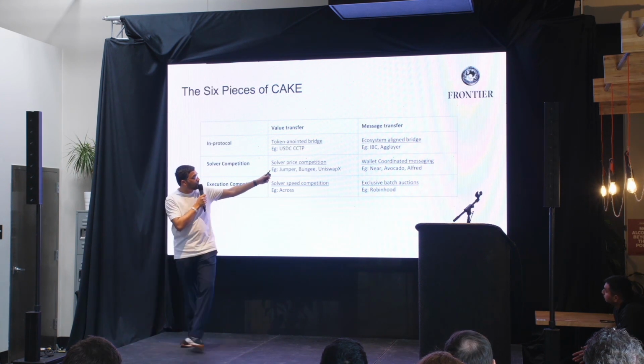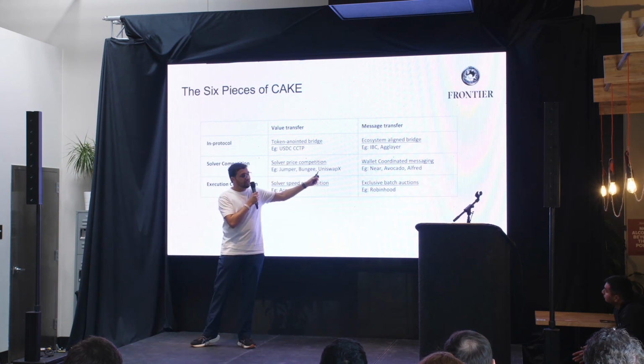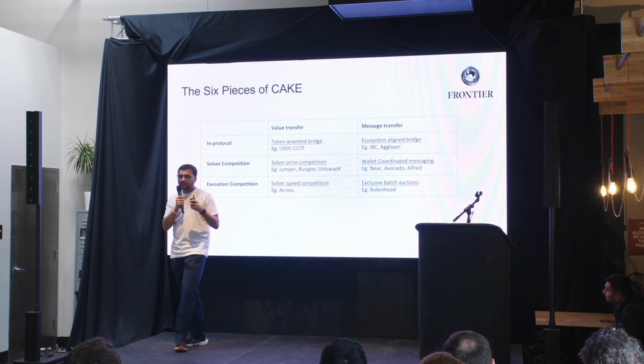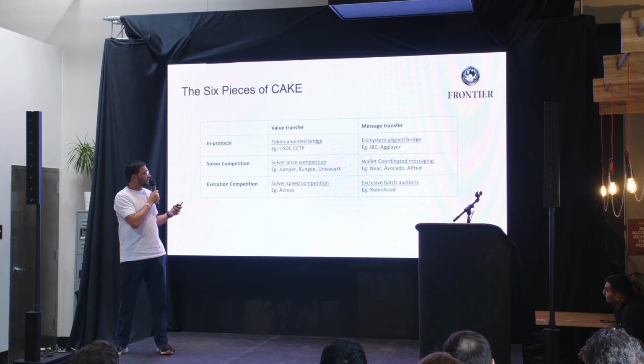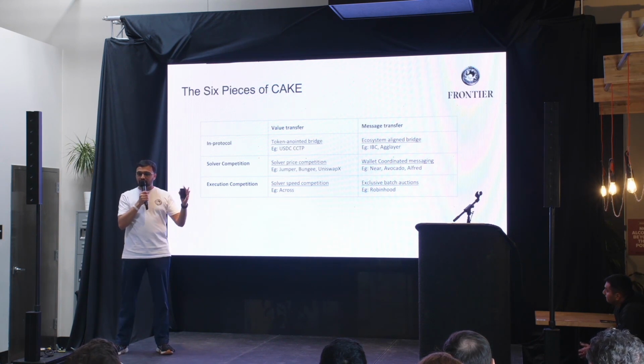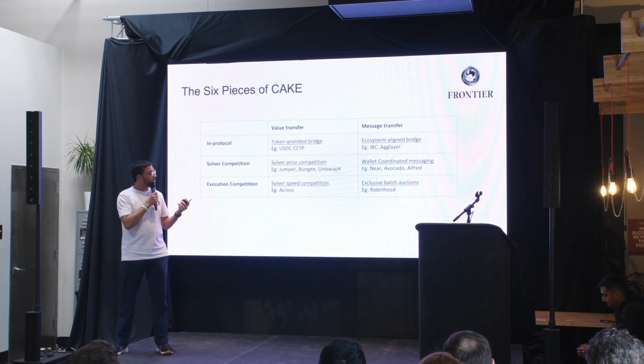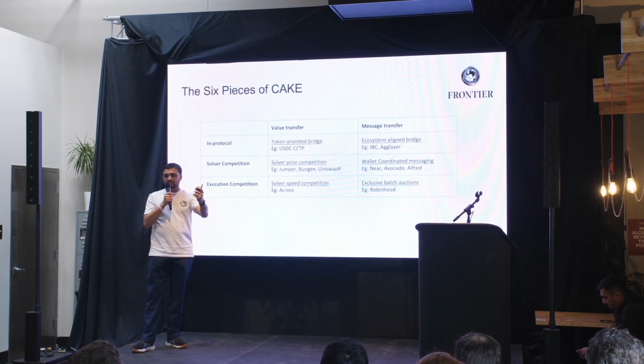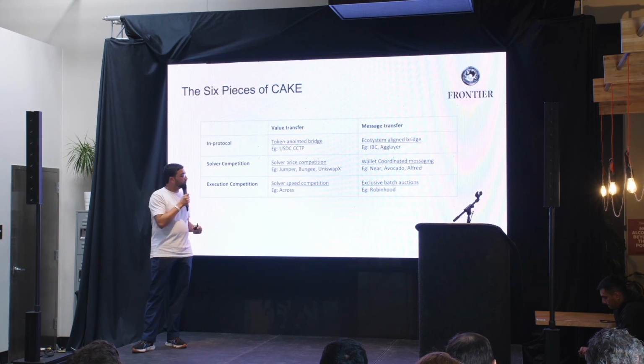The second thing you would do, if you want to transfer a message and not value, is use an ecosystem-aligned bridge. This is like a Schelling point in an ecosystem, where the ecosystem appoints some sort of bridge which is used to transfer arbitrary messages across the ecosystem. These are things like IBC, Hyperlane, Superchain, which are ecosystem-aligned message pathways to transfer messages across different parts of the chain.